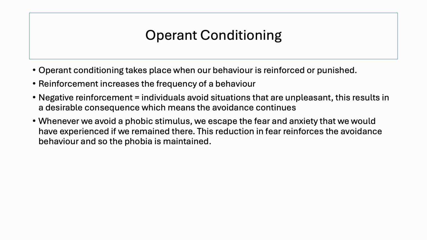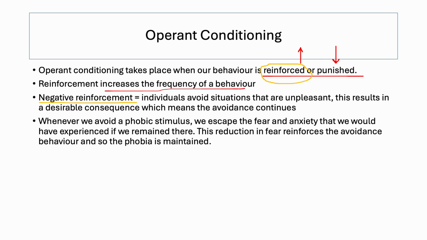So operant conditioning is learning through consequences, and that is when your behaviour is reinforced or punished. Consequences can be reinforcing, which increases the likelihood of a behaviour occurring, increasing the frequency of a behaviour, or punishment, which decreases the frequency of a behaviour. Now I'm just going to put a little yellow box around reinforced, because it is only reinforcement that we care about for phobias, and particularly only negative reinforcement. So whilst you might have knowledge of punishment and positive reinforcement, that is useful, but not for this two-process model.